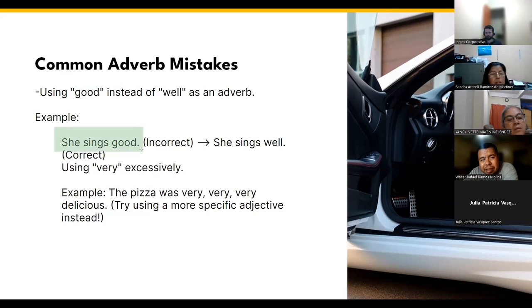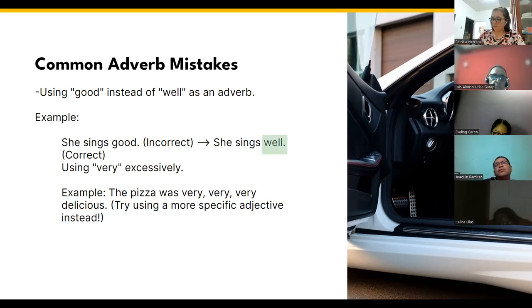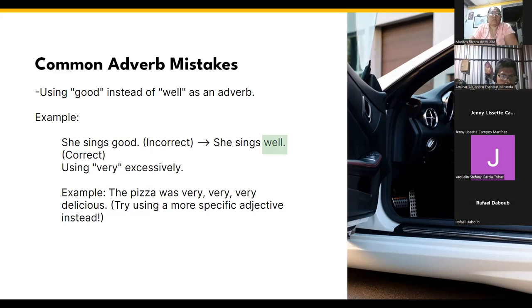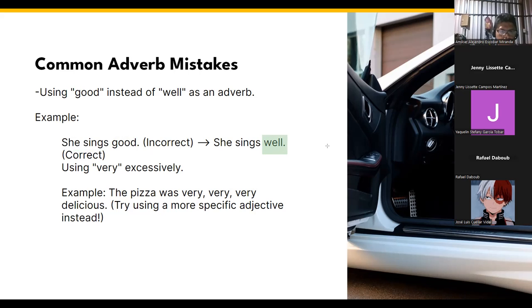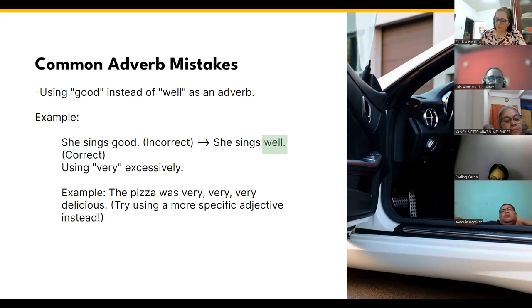Good is an adjective. Exactly. It's being used as an adverb, but the word good is not an adverb. It's an adjective. So the adverb for good is actually well. You can't say goodly either. You cannot add -ly to that. So you would say she sings well, right?